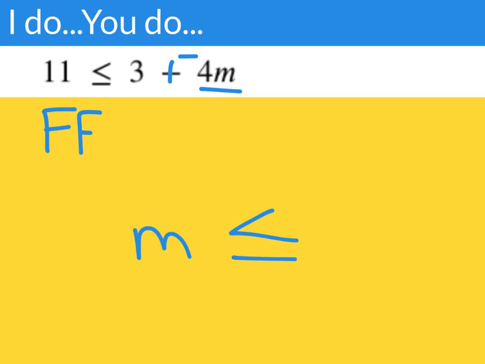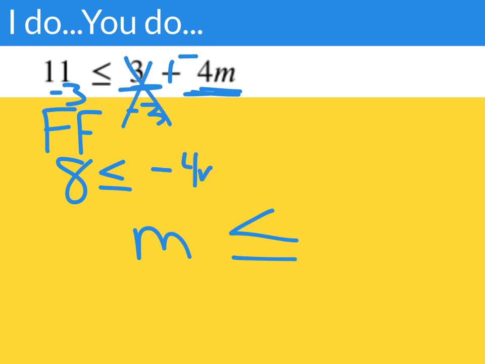So cancellation says they did this, then they did this, so I'm going to undo that. I subtract 3 and I subtract 3. That gets me 8 on this side. I still have it as less than or equal to. Those cancel out and I'm left with -4m. I divide by -4 and I divide by -4. Those cancel out and I'm left with an answer of -2.